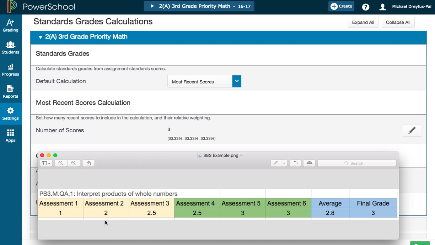We don't care about where they started, and we're not going to let these old bad scores drag the student down, because what we care about is that right now this student has mastered interpreting products of whole numbers, and that's going to be reflected in their final grade.